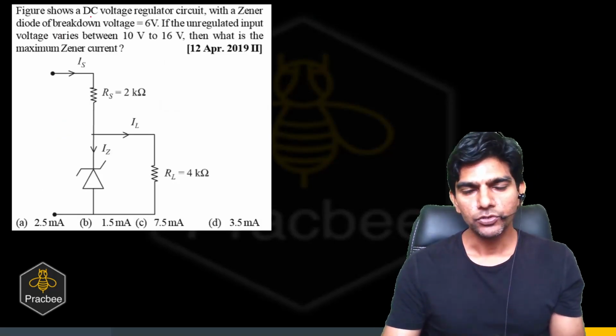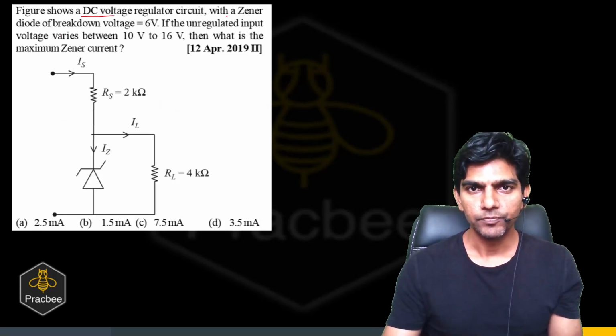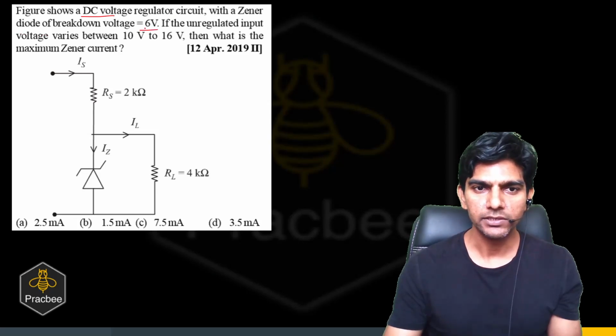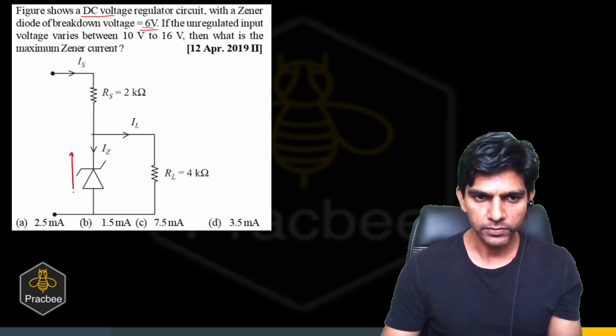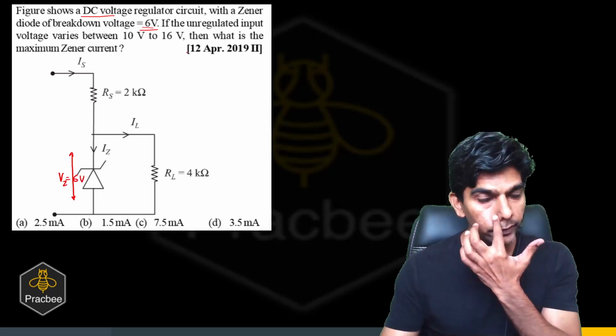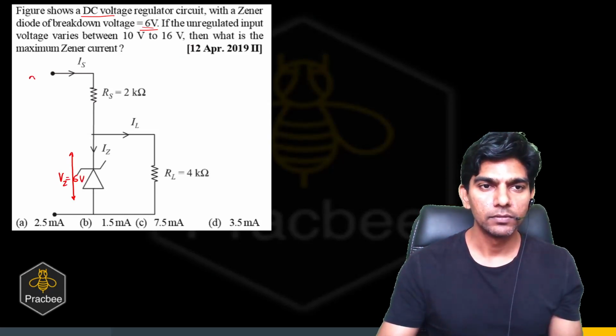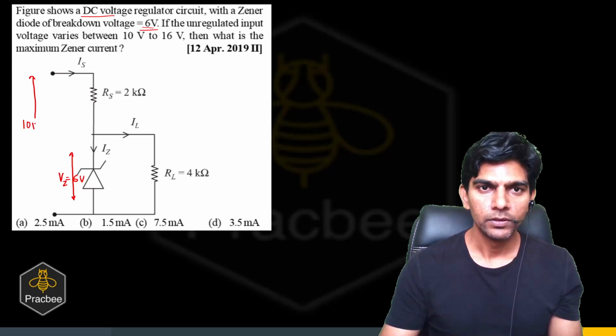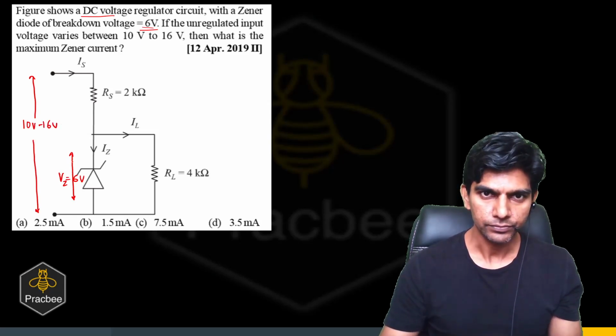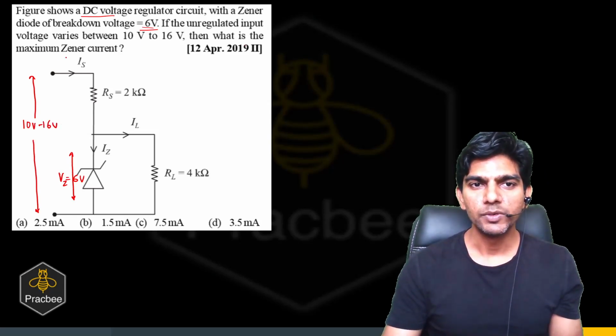The figure shows a DC voltage regulator circuit with a Zener diode of breakdown voltage 6 volts. So across this, the breakdown voltage is 6 volts, and if the unregulated input voltage is varying from 10 to 16 volts, then what is the maximum Zener current?